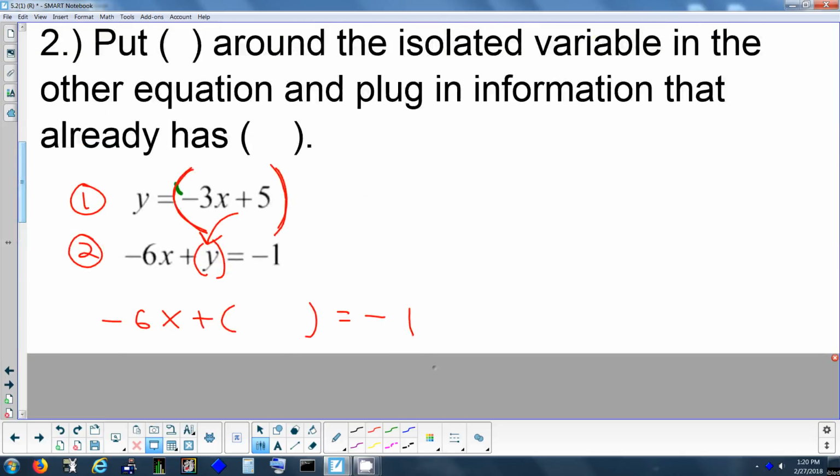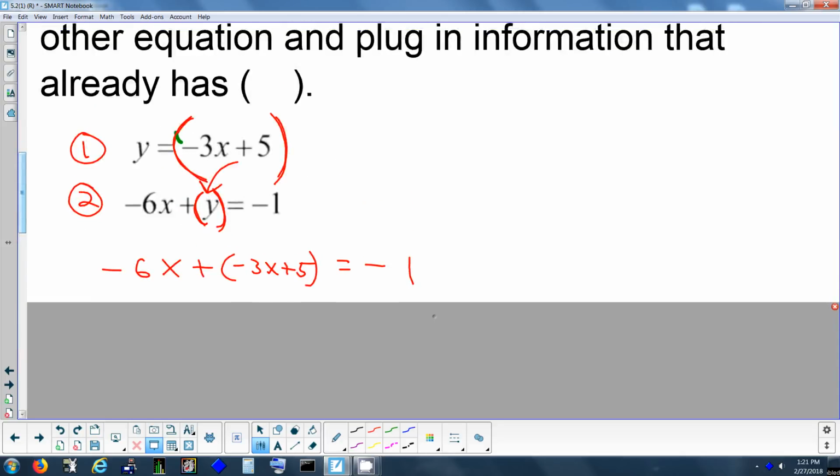So now we're rewriting it. It says plug in the information that has parentheses around it. So what did I just say we're going to change this y to? Negative 3x plus 5. You're always going to change it with the thing that's right up above. Negative 3x plus 5.